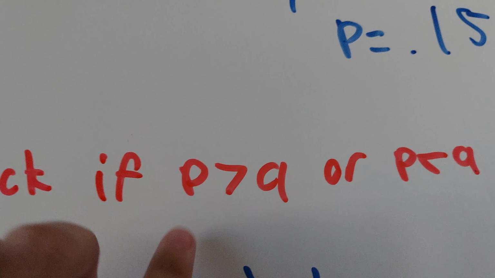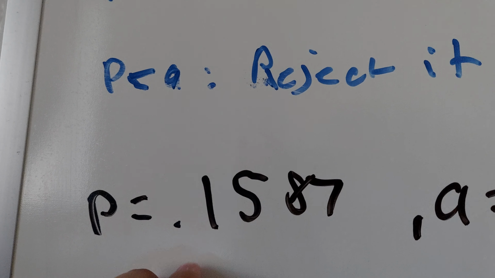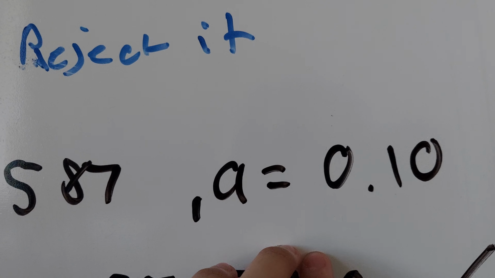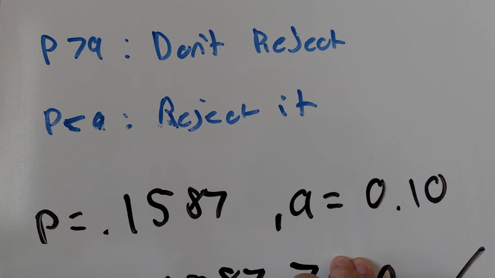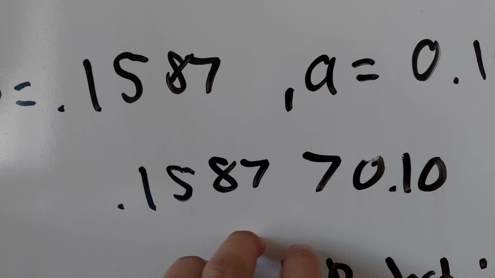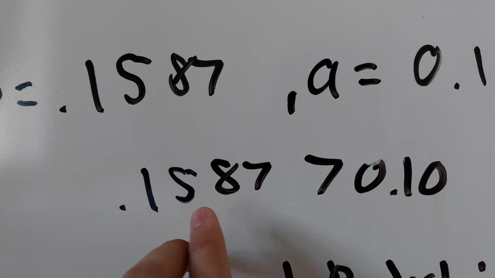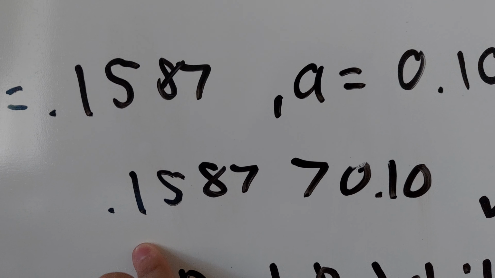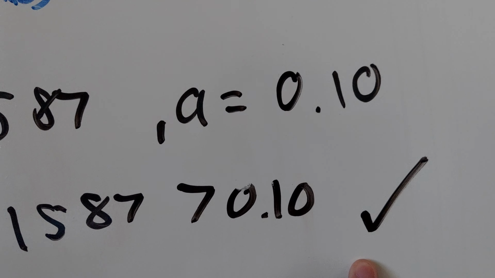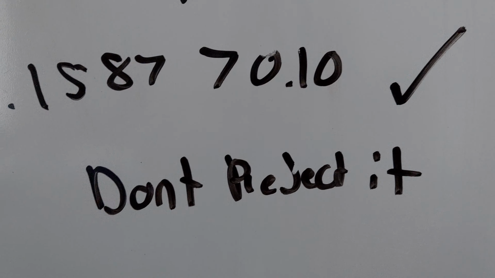So let me show you an example. I'm going to be checking if p is greater than alpha. So, using the p that we have shown before, 0.1587, and I just grabbed this alpha out of nowhere. If you put both of these in their respective places, it's going to be 0.1587 greater than 0.10. Now we're going to check if this is correct, which it is, since 0.1587 is indeed greater than 0.10, as shown by this check mark. So since this statement is true, that means we don't reject it.